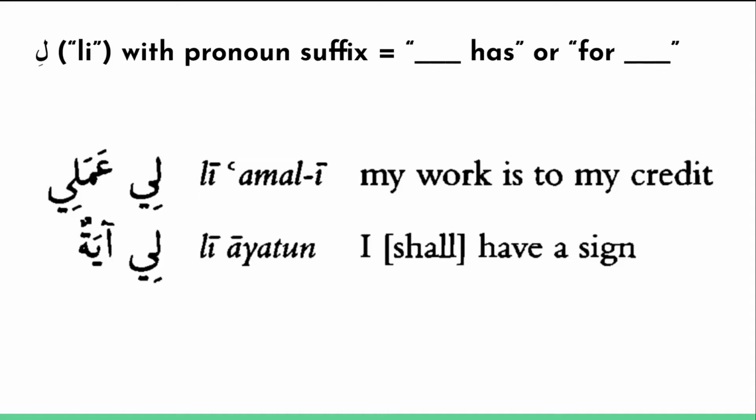So we see here li amali, li amali. So the word amal means work. Amali is my work. Li is for me. For me. Okay? So my work is for me, or my work is to my credit, if we were to translate that more idiomatically. Li ayatun. Ayatun means a sign. Li is for me, or I have. So this means I have a sign. I have a sign. Okay?